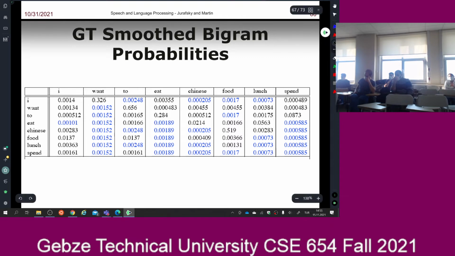I want high probability again. Those zero probabilities became the same thing again. These zero probabilities are different. So what was surprising, to eat, it is this much.